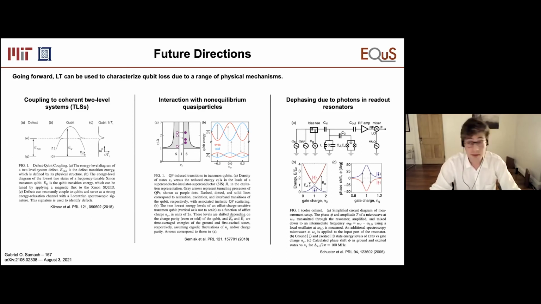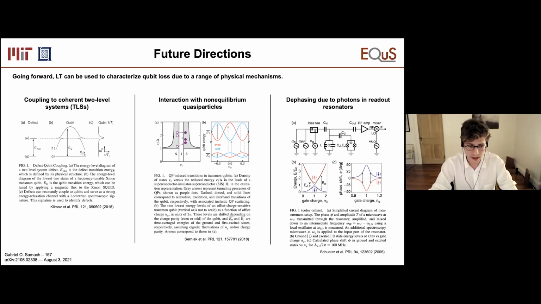So, for example, something that we think a lot about is coupling to coherent 2-level systems, so-called TLSs. So here you can think of, instead of having 2 qubits, A and B, coupled to one another and exchanging information, qubit B might be a defect in your material, for instance. So it's a coherent two-level system, and your qubit may be exchanging information with it dynamically in time. Another source of error in superconducting qubits is interaction with non-equilibrium quasiparticles. So we're looking at what happens to uncoupled electrons as they tunnel across Josephson junctions in a superconducting qubit. And then one additional one would be dephasing due to photons in your readout resonators.